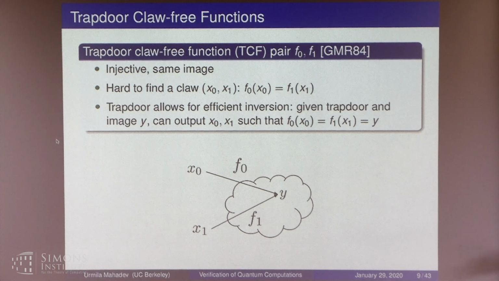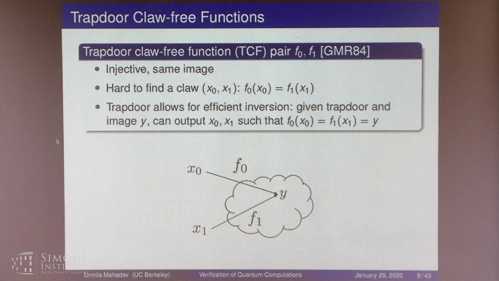So what these two points are saying is, without the trapdoor, it's hard for both quantum and classical machines to find two pre-images which map to the same point. But with the trapdoor, there's an algorithm that can take as input any image and output the two pre-images which correspond to that image.